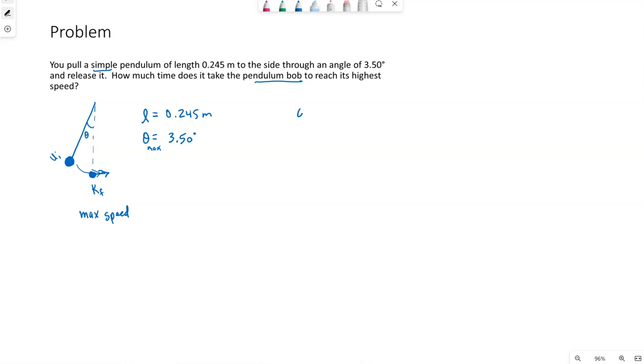Now, as far as our equations go, for a simple pendulum, we have the equation that omega is the square root of g over L. We know omega in general is equal to 2 pi f. Since f is 1 over period, we can also say that's equal to 2 pi over T. So the period of this simple pendulum is something that we can calculate. We know the length, we know g. So let's go ahead and plug these numbers in.